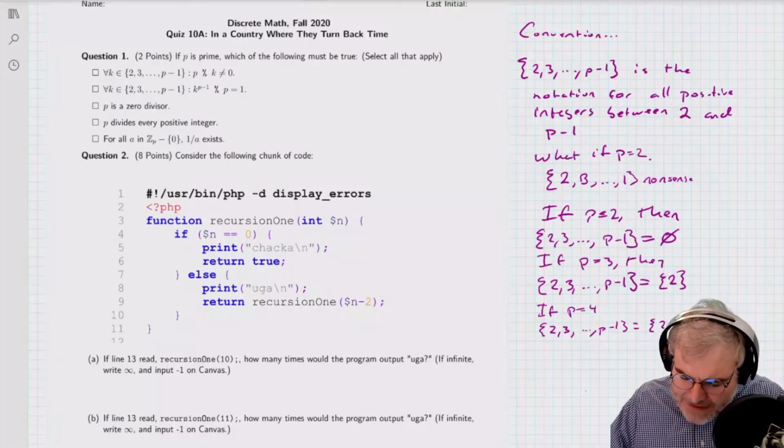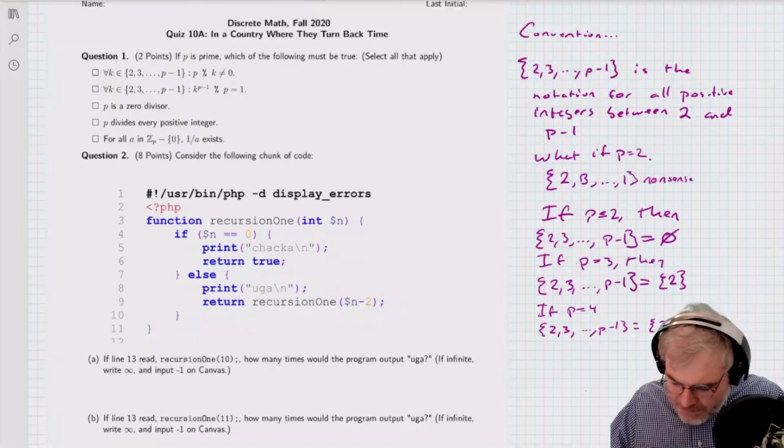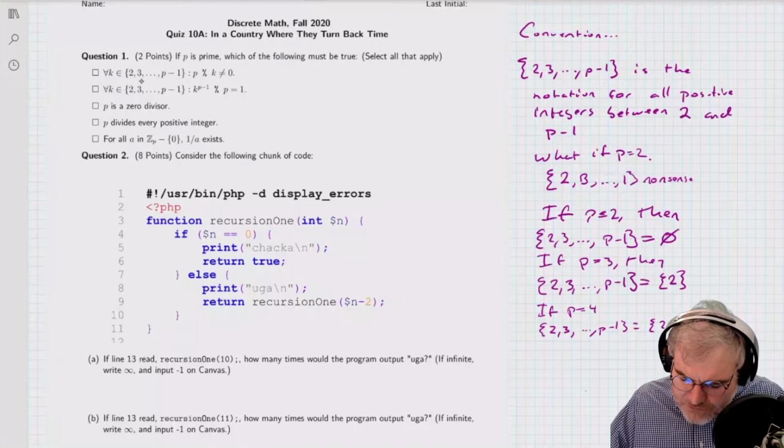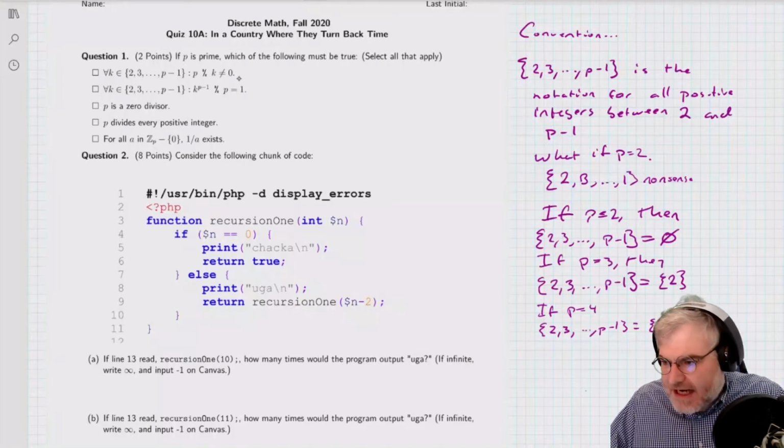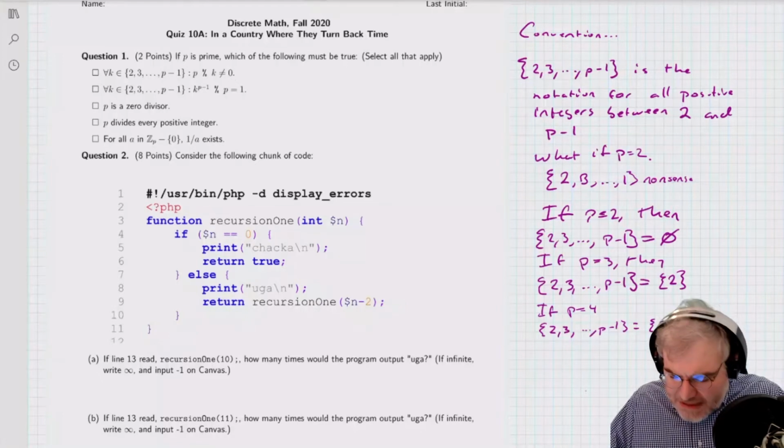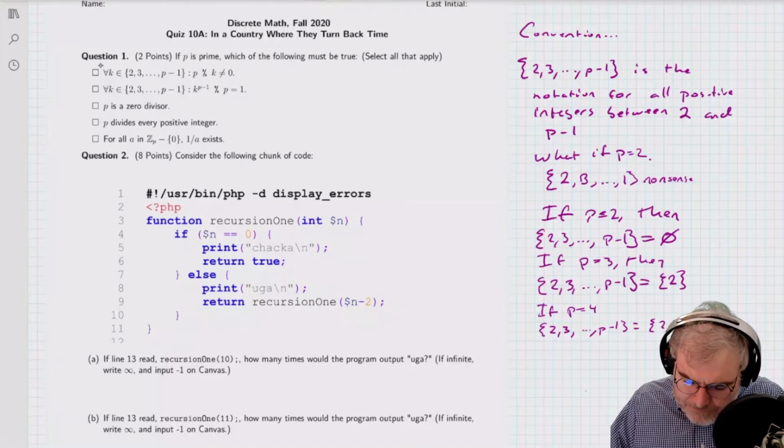Okay, so let's get back to the quiz. For all integers k in 2, 3, ..., so for anything between 2 and P minus 1, P mod k does not equal 0. That's true. That's the definition of what it means to be prime.